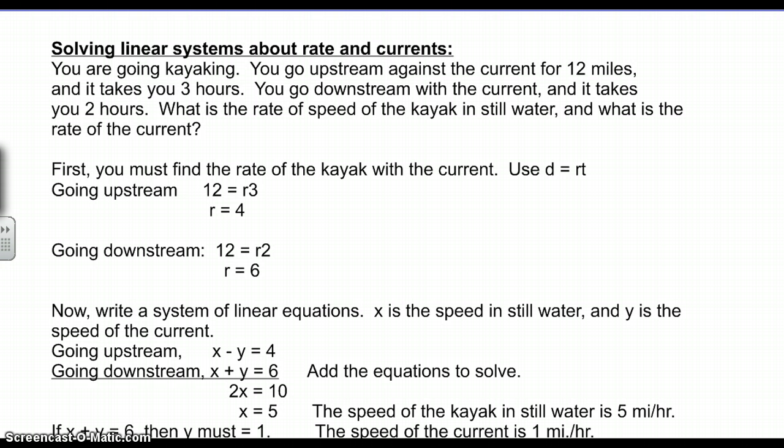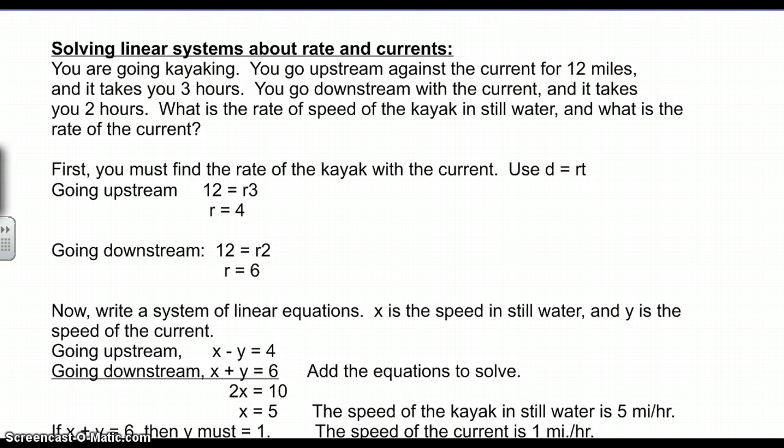Now we're going to look at solving linear systems about rates and currents. All right, rate and current problems are a little bit difficult. They're sort of like mixture problems because when you're riding in a boat in some kind of body of water that has a current, the speed that the boat is going is reflective of the current strength. When you're going upstream, you're fighting the current, so the current is working against your speed. And when you're going downstream, the current is helping you and it's increasing your speed.